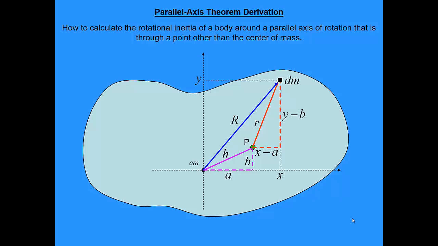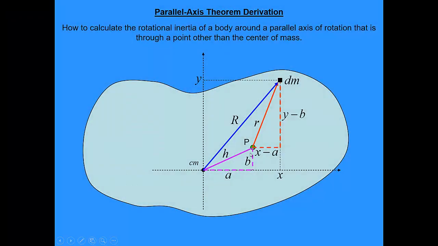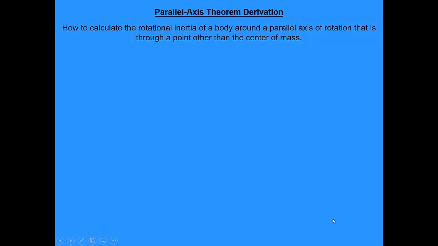But we now have enough info there to do some fancy stuff and do the calculus proof here. So the rotational inertia about point P, about our parallel axis, P for parallel, is the integral of all of the r squared dm's. R being the distance from our new parallel axis of rotation to each little mass increment.